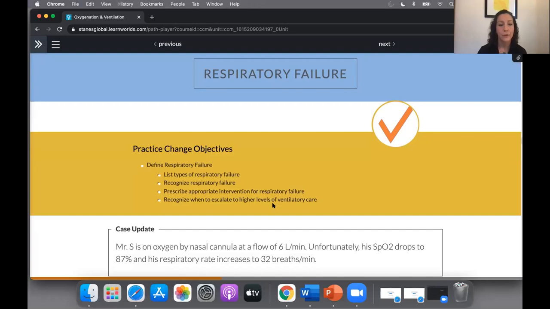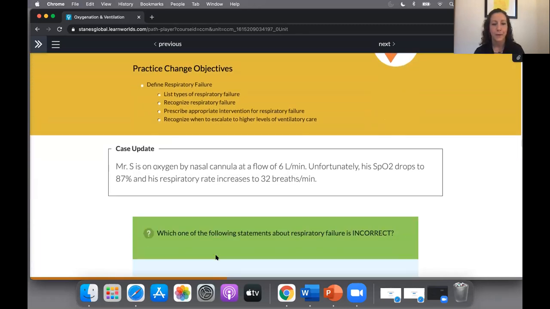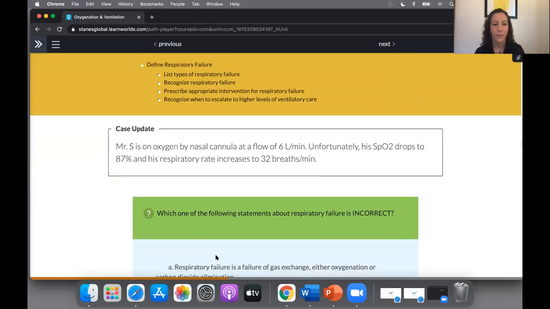Okay, we have a clinical case update. Mr. S, if you remember, is on oxygen by nasal cannula at 6 liters per minute. Unfortunately, his SpO2 drops. It's now 87%, which by all evidence is too low. And his respiratory rate has increased to 32 breaths per minute. So Mr. S is not doing very well.